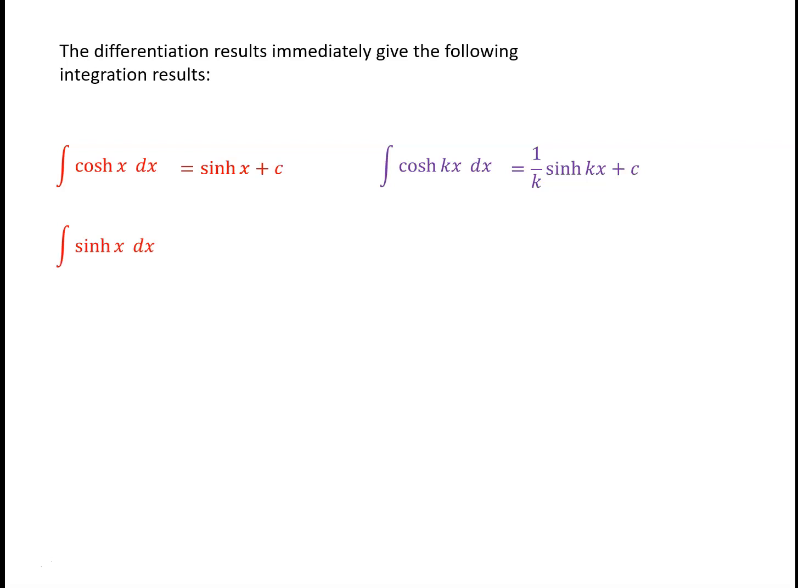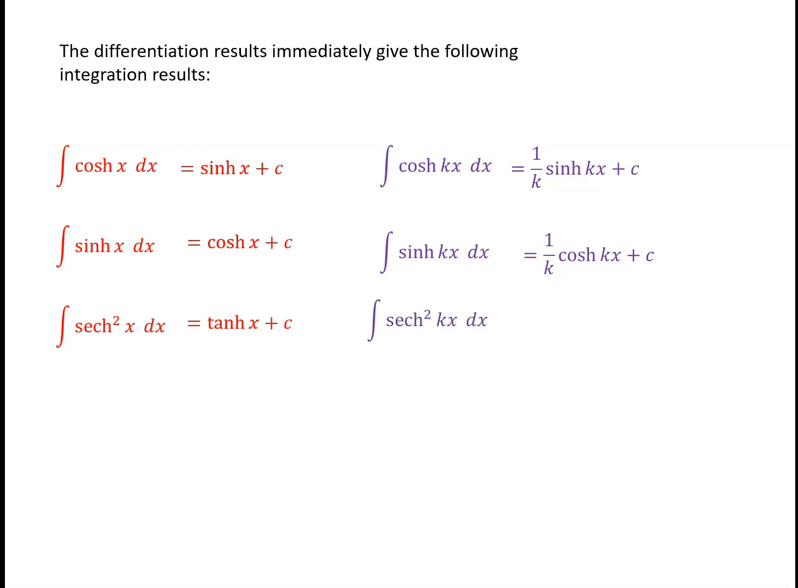Similarly, we know that the integral of sin x is going to be cos x plus c, and the integral of sin kx will be 1 over k cos kx plus c. We know that the integral of sec squared x will be tan x plus c, and the integral of sec squared kx will be 1 over k tan kx plus c.